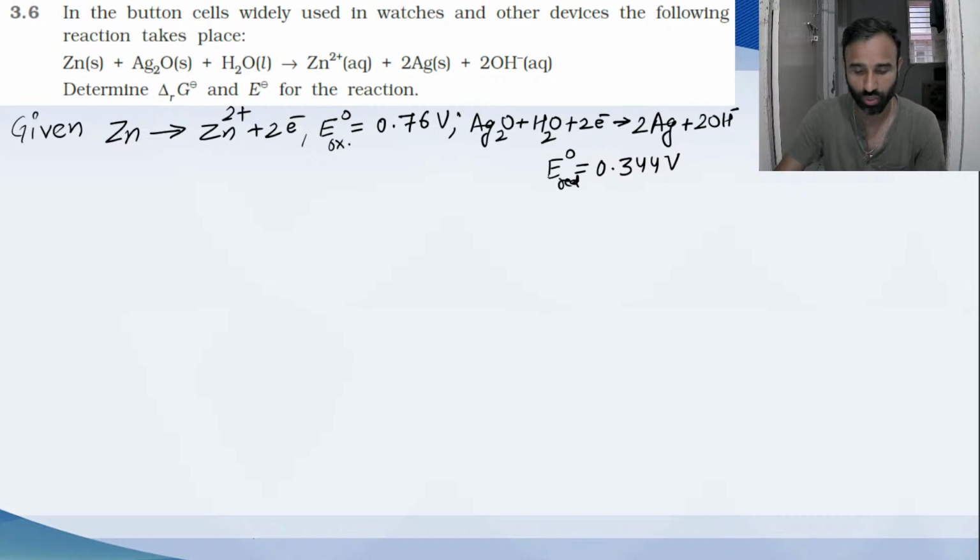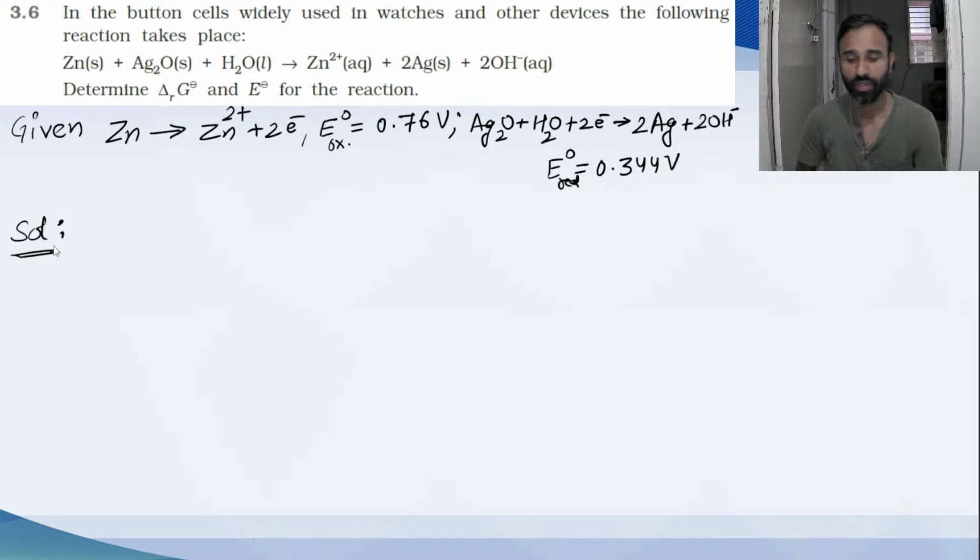Actually, this question is in NCERT, but these values are not given. But when the question comes in a board exam or any other exam, these values should be given to you. Zn to Zn2+ plus 2 electrons, E naught oxidation, or sometimes E naught reduction. Ag2O(s) + H2O + 2 electrons to 2Ag + 2OH-, E naught reduction, that is 0.344. It should be given to you. Now let us solve it.